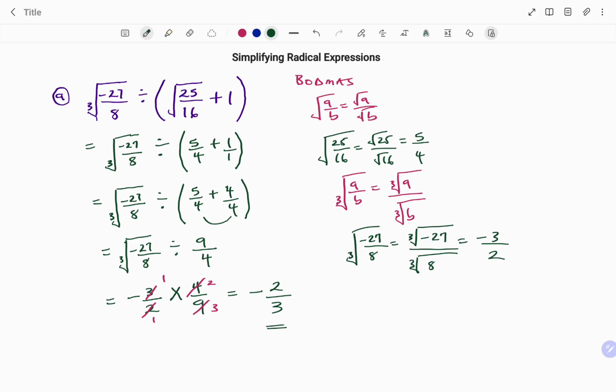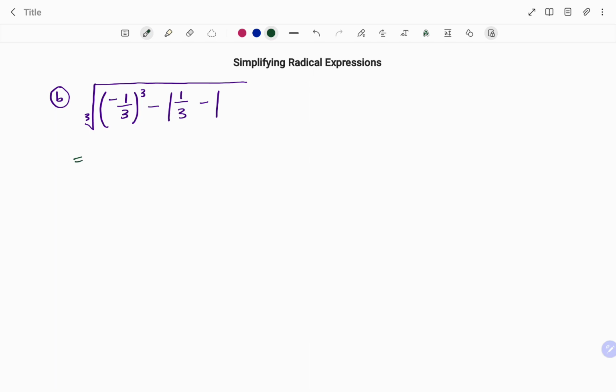Let's look at the next example. In the next example, I have cube root of minus 1 over 3, all to the power of 3, minus 1 over 3, and minus 1.